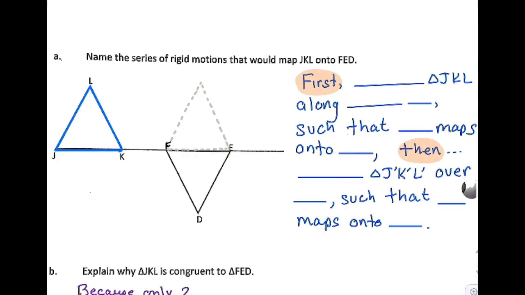First, you're going to translate JKL along vector. You have three choices here, three different choices you can pick, such that one point maps onto a new point. Then we're going to reflect the new J prime, K prime, L prime over this right here, such that an older point maps onto a newer point.